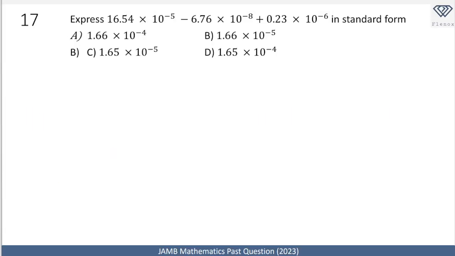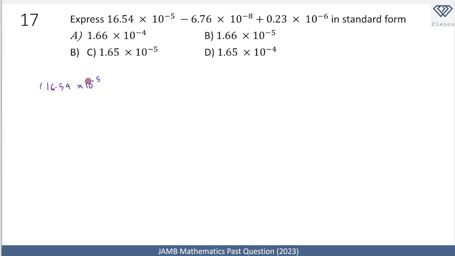Moving on to the next, we are told to express this in standard form. There are different ways to approach it, but the easiest way I think is to write everything so that they have the same exponent. So we're going to rewrite everything with the exponent of 10 to the power of minus 5. The first one is already in 10 to the power of minus 5, so we leave that as it is, times 10 raised by minus 5.